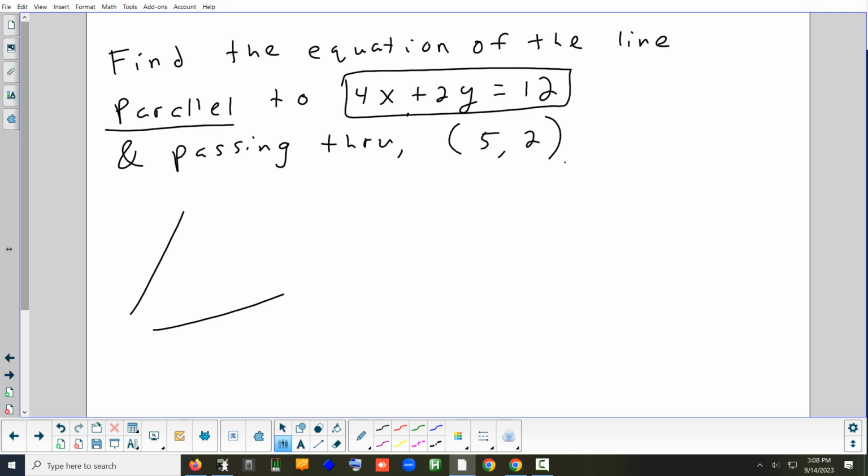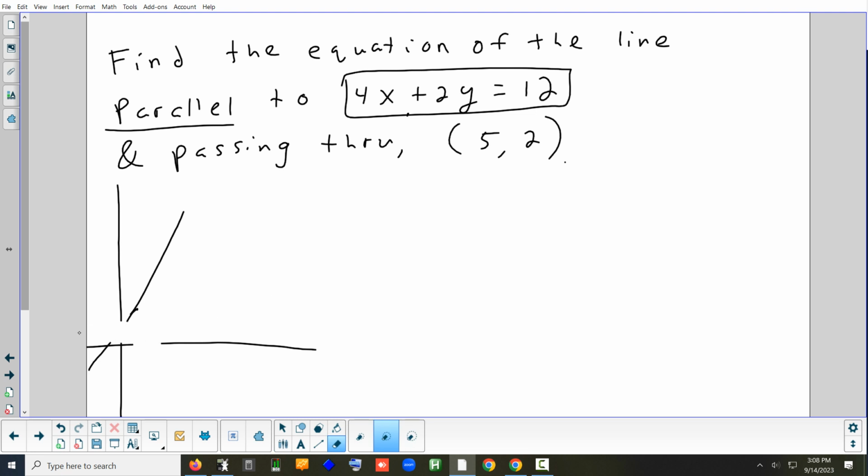Let's say these were actually my graph. Here's my XY axis. And let's say this line went like that, and that line went like, well, that's not the best. Let me fix it. Draw another one like that. So both of these lines have the same y-intercept. But what's different about them? The slope. So in order for two lines to be parallel, they would have to have the same slope.